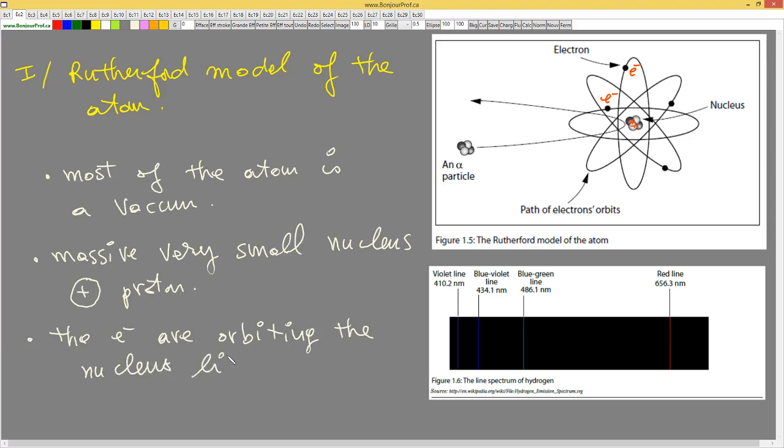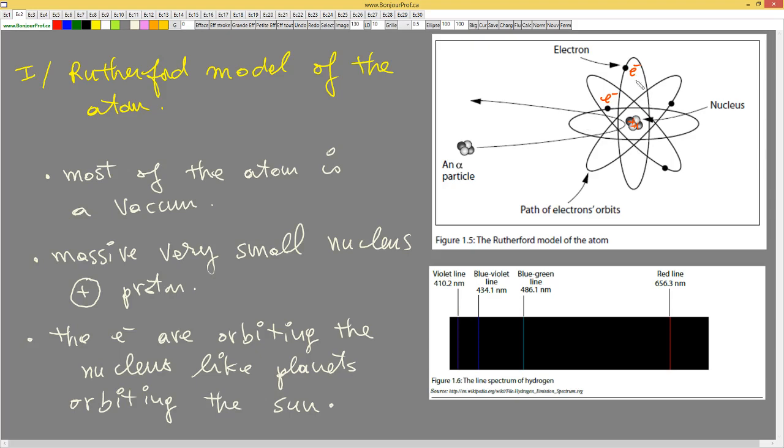Like planets orbiting the sun. Like planets, Earth, for example, Mercury, etc., orbiting the sun. So this is his model.